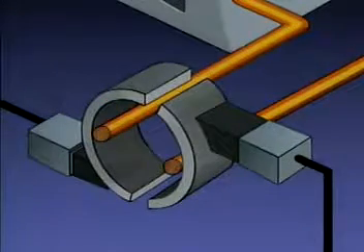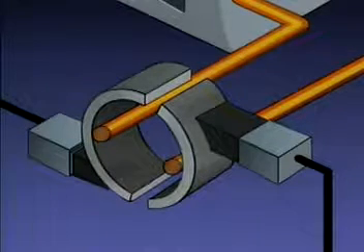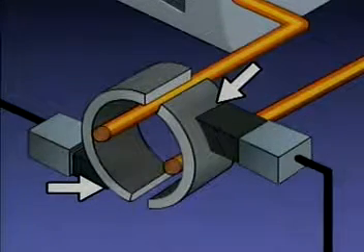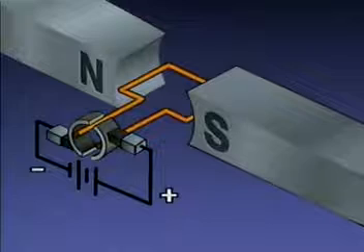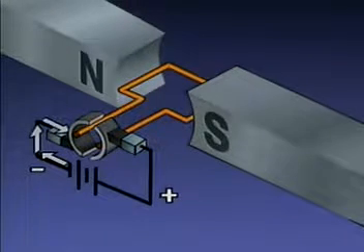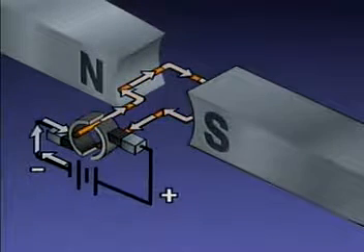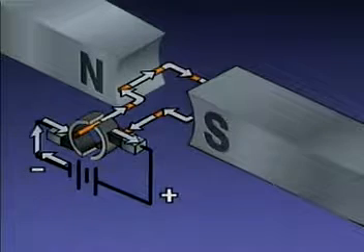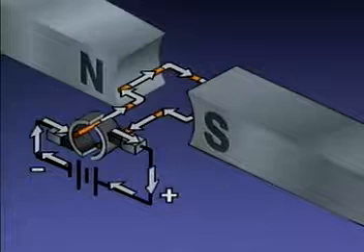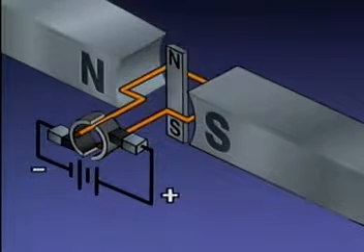The commutator is not a solid ring. It consists of conducting segments that are separated from each other. During operation, the commutator makes sliding contact with the brushes. Current flows from the negative side of the DC power source through one brush to a commutator segment. The current then flows through the armature in this direction, back through the other commutator segment to the other brush, and to the positive side of the power source. The poles are perpendicular to the armature.